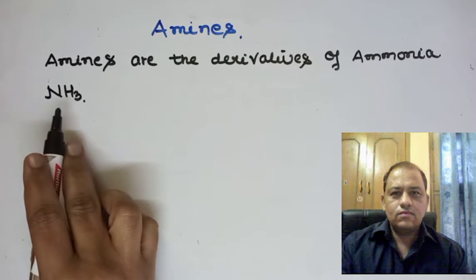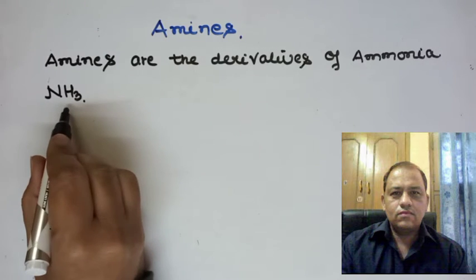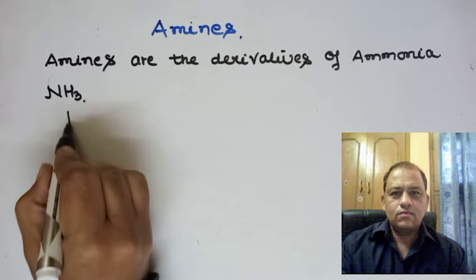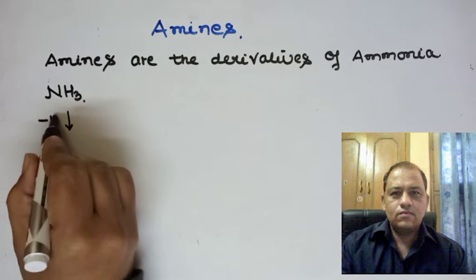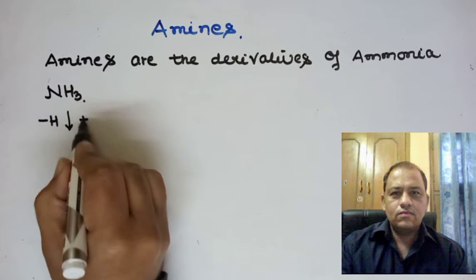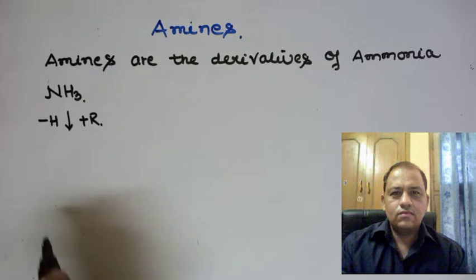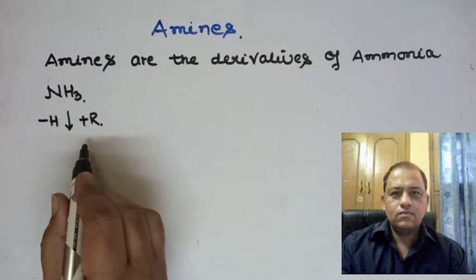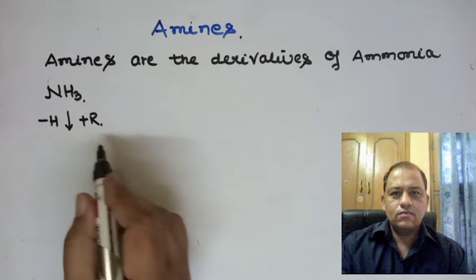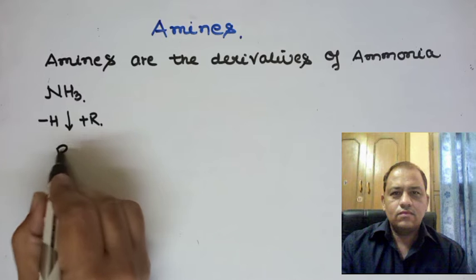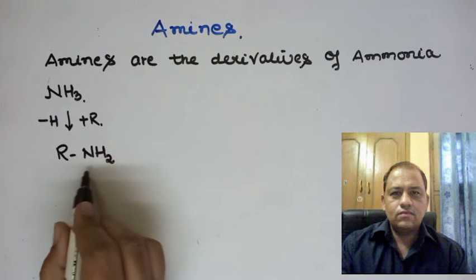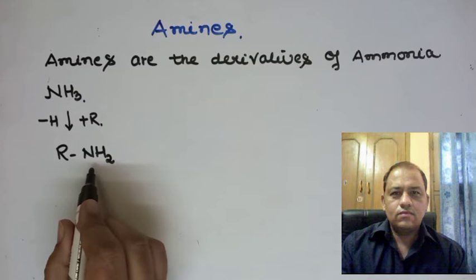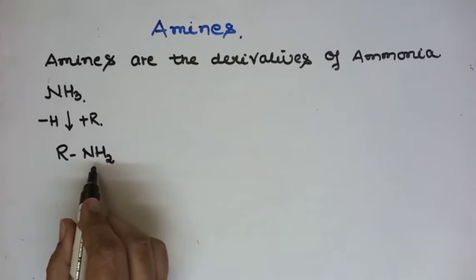For example, let's take this NH3. If we replace one of its hydrogens by any alkyl group, meaning any methyl, ethyl, propyl, let's call it R, as we are taking the general formula, it will become RNH2. Now this is the amine which has still two hydrogen atoms left.